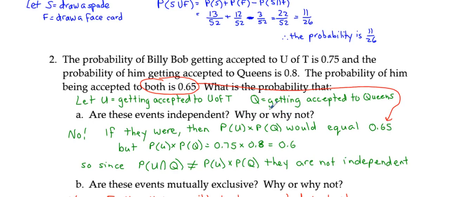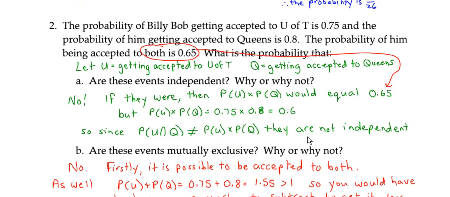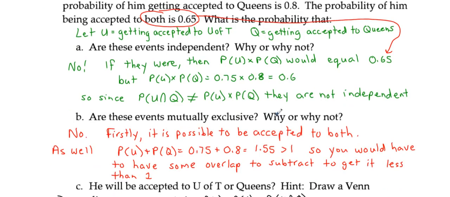So to know if they were independent, knowing the independent formula is that if you multiplied the probability of U and the probability of Q, you should get the probability of both, which is 0.65. But when you multiply the two of them together, you get 0.6. So because when you multiply the probability of U and the probability of Q, you do not get what the overlap gives you, that means they are not independent. In B, it says, are these mutually exclusive?